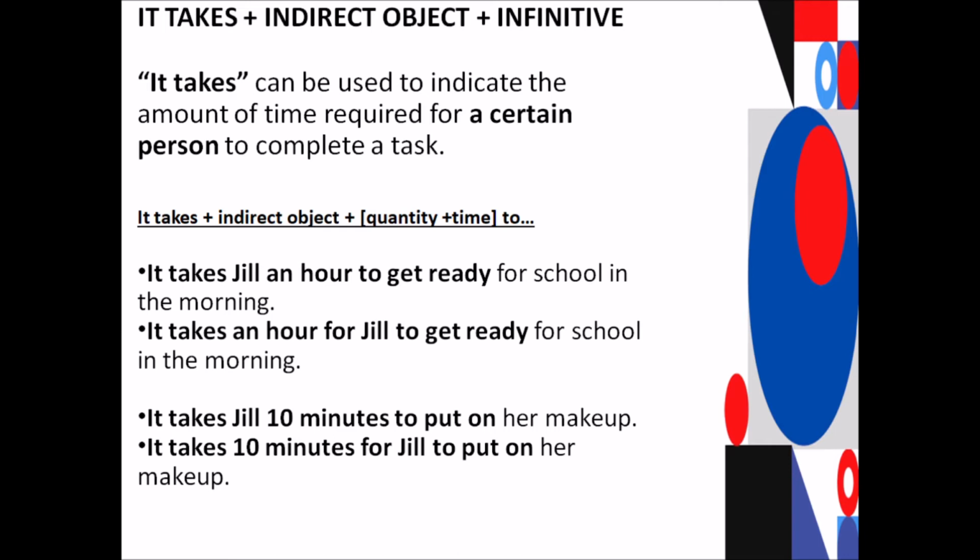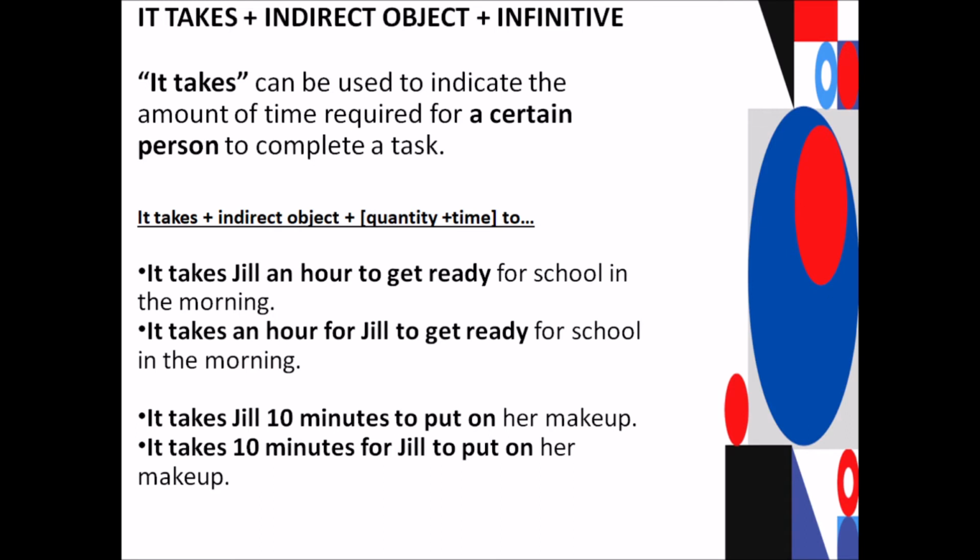First of all, what is an indirect object? An indirect object is something or someone that receives an action. Let's see the first example. It takes Jill an hour to get ready for school in the morning. Okay, the time? So I know that it takes an hour to get ready for school in the morning. But who takes an hour? Jill. So Jill is my indirect object here.